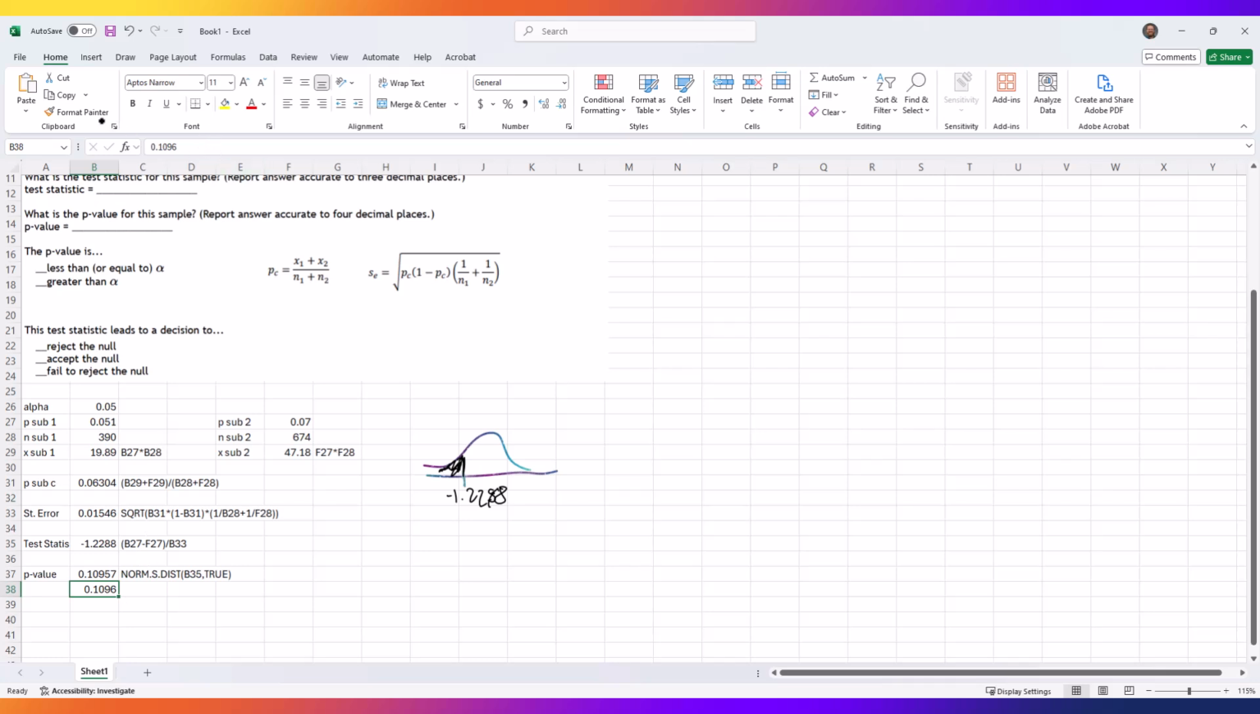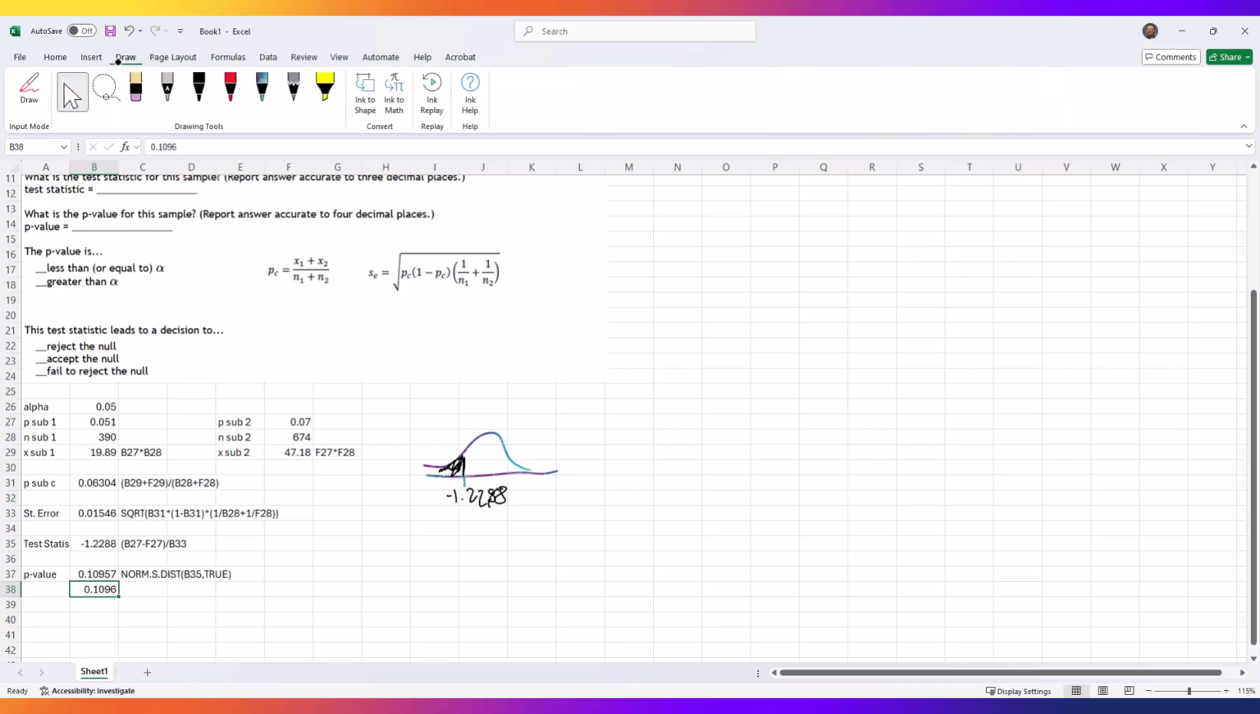And then it comes to answering these questions. So if I go back here, best of luck maybe. Our p-value here, 0.1096, is greater than our alpha, so we would check this box here. If it's greater than our alpha, that means we do not reject the null hypothesis, or we fail to reject the null hypothesis. And so there we go.